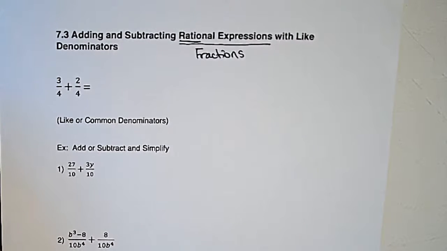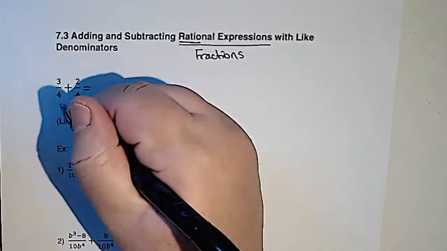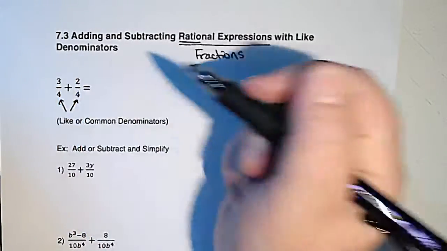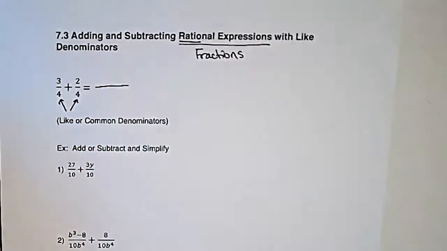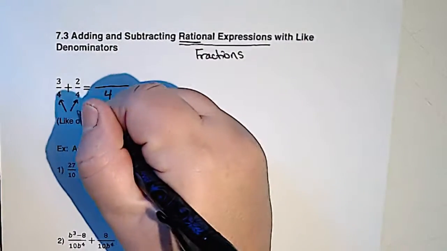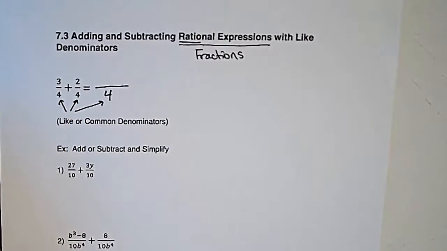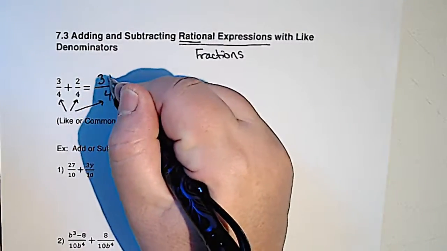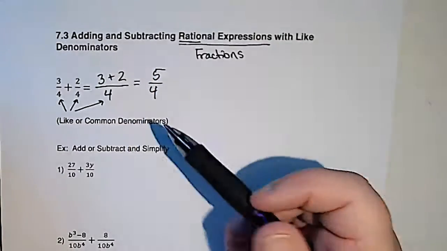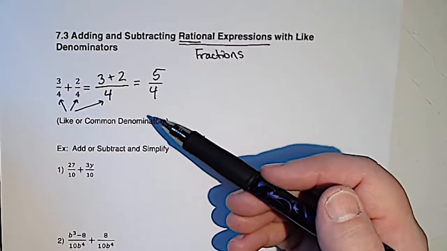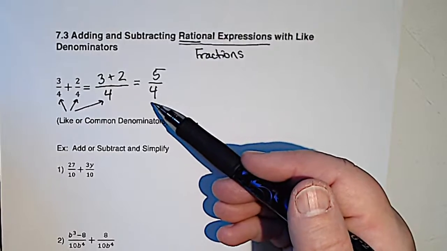Okay, so the rule for adding fractions is that they need to have common denominators or like denominators. In other words, the denominators have to match. And once they match, they just stay the same. You don't add them, you don't subtract them, you don't do anything to them. The denominator stays the same. Up on top, we add. So I get 5/4, which of course is an improper fraction, but we consider it a fine fraction.